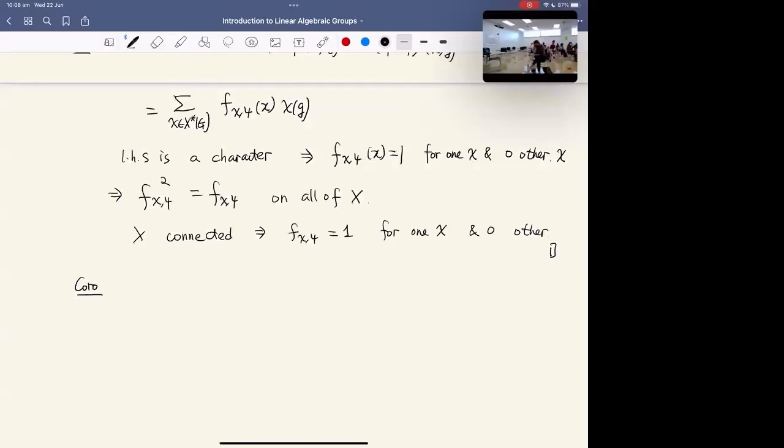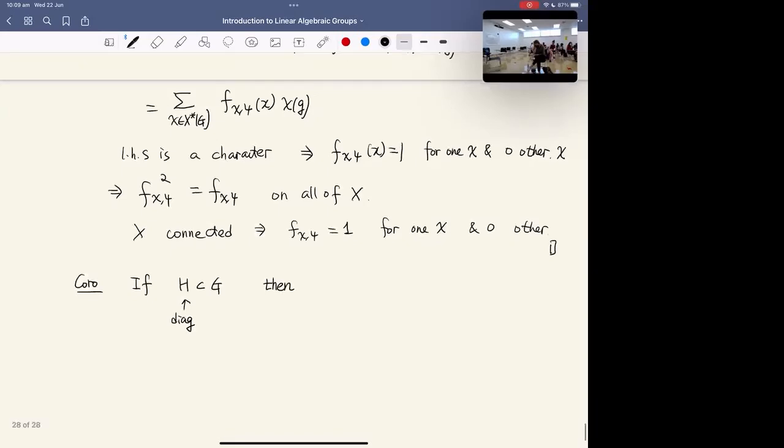Now, a corollary. This corollary is important for us later on. If H contained in G is diagonalizable, with no constraint on G, then the normalizer group of H in G has the same connected component, the identity component, as the centralizer. And from here, you deduce that N_G(H) mod Z_G(H) is finite.